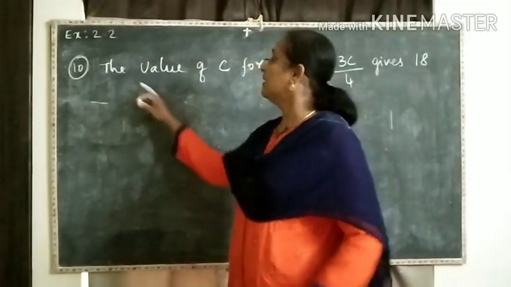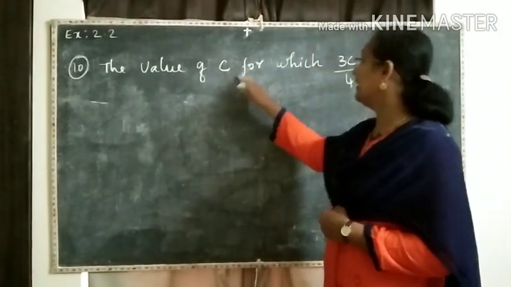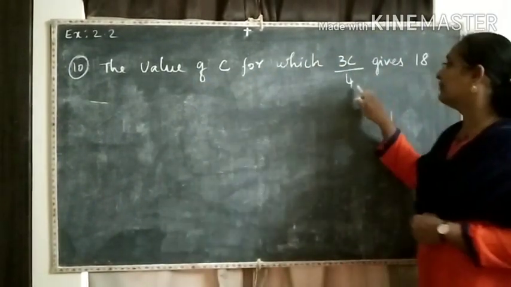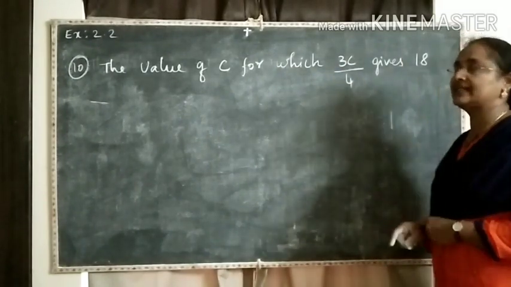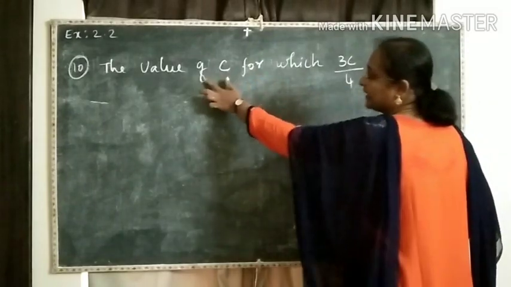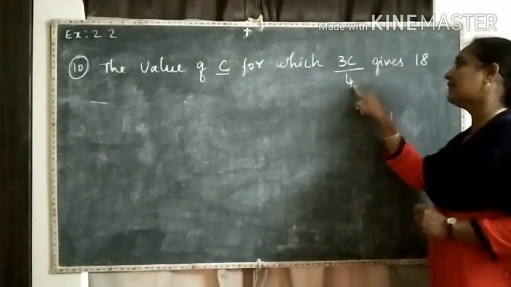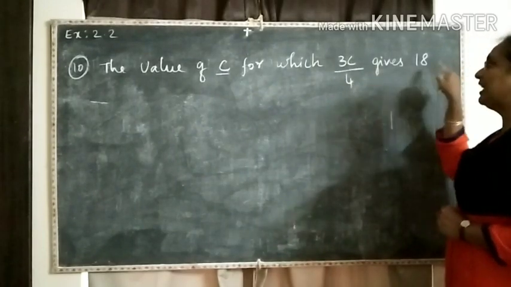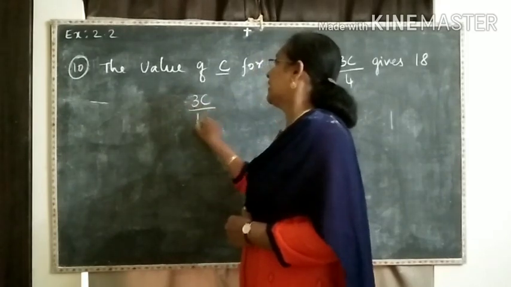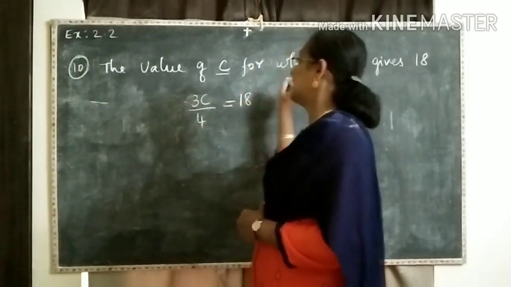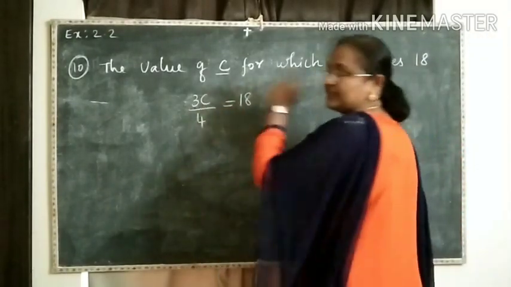Okay students, now let's continue with the 10th sum. Look into the 10th sum. The value of c for which 3c by 4 gives 18. The same as we discussed in our 8th sum, isn't it? We have to find the value of c for which the clue is given: 3c divided by 4 gives 18. So first let us write 3c divided by 4 is equal to 18. Now this is the question given here. I have to find the value of c, isn't it?